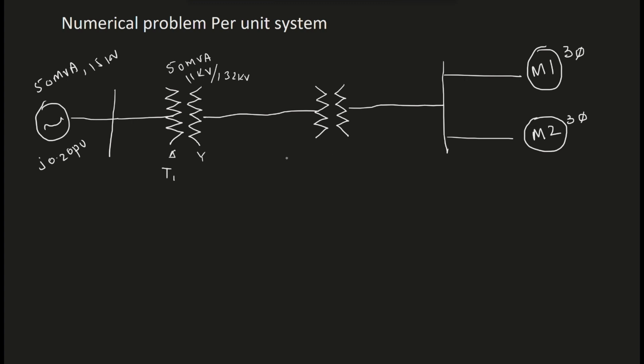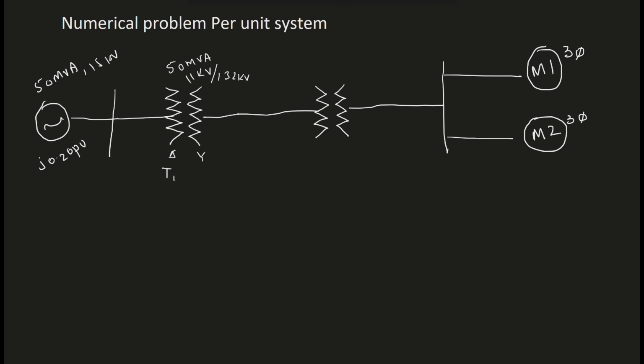I have already drawn the example diagram, which is the system single line diagram, SLD. We have one generator which is rated 50 MVA, 15 kilovolt, and its impedance is 0.20 per unit.